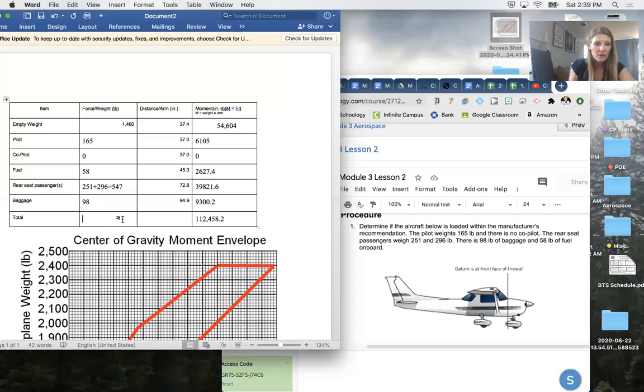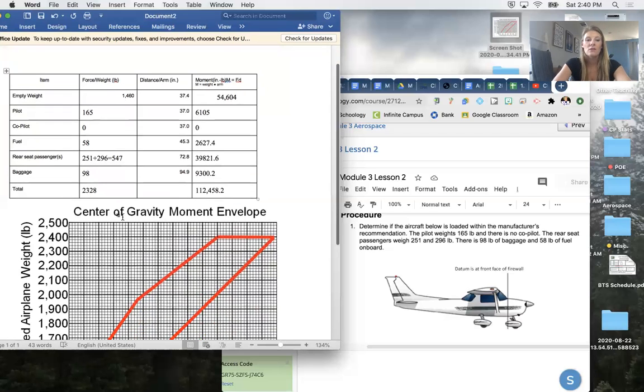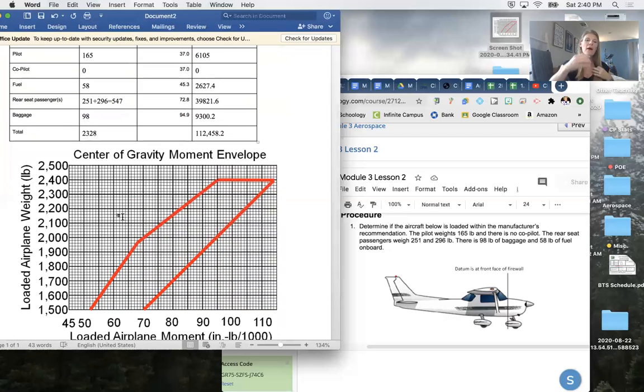My total pounds, or my total weight for this scenario, I'm going to add those now together. So I'm taking my 1460 plus 165 plus 58 plus 547 plus my 98 pounds. On this plane, we have 2,328 pounds.